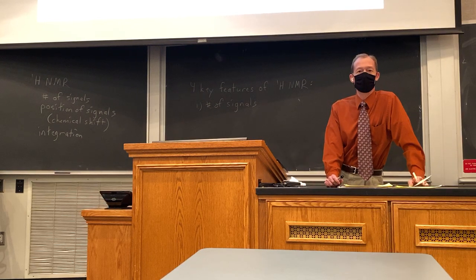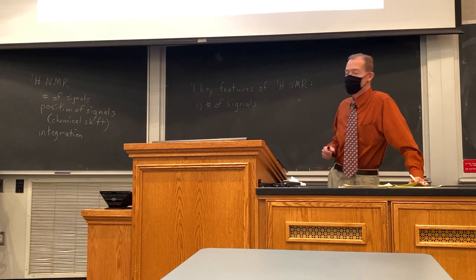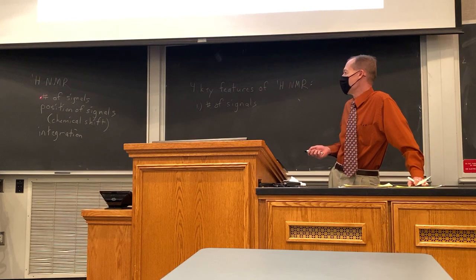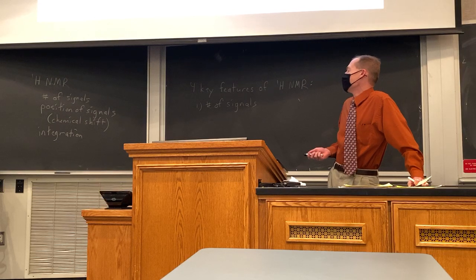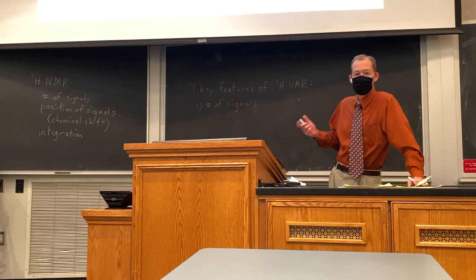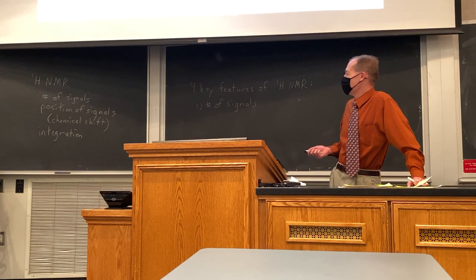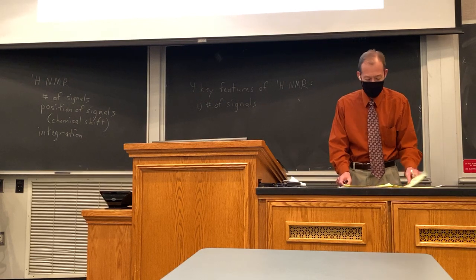Today we're going to discuss three key aspects of proton NMR spectroscopy. We'll talk about the number of signals in the spectrum and what that tells us. We'll talk about the position of those signals, or the chemical shift, and the information we get from that. And then we'll talk about the integration, or the area under the peaks.